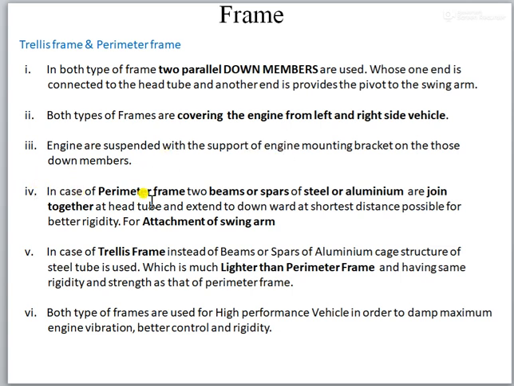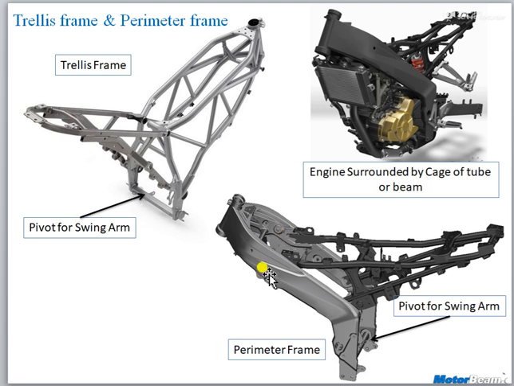Okay, now in case of a perimeter frame, two beams or spars of steel or aluminum are joined together at the head tube and extended downward at the shortest distance possible for better rigidity. In case of the perimeter, as like the trellis, it is made by the steel plate. Okay, so same way two members are also there.